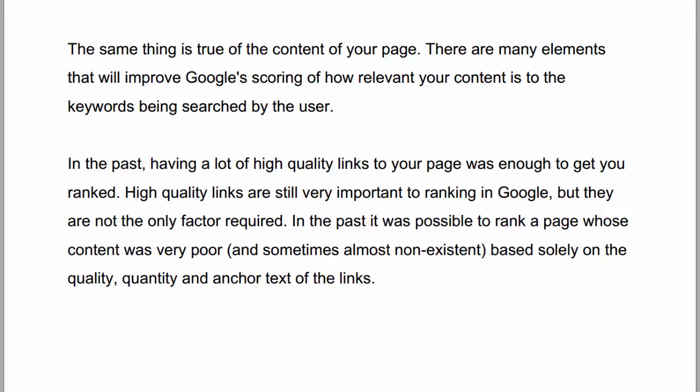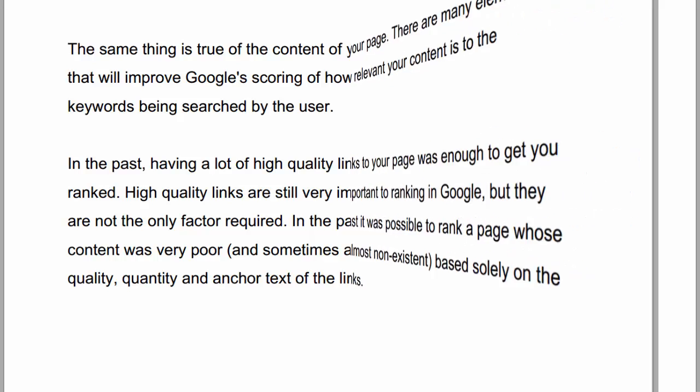In the past, having a lot of high-quality links to your page was enough to get you ranked. High-quality links are still very important to ranking in Google, but they are not the only factor required. In the past, it was possible to rank a page whose content was very poor, and sometimes almost non-existent, based solely on the quality, quantity, and anchor text of the links.